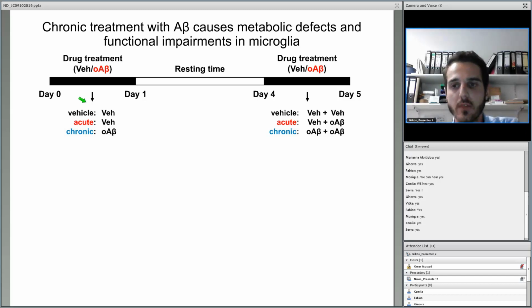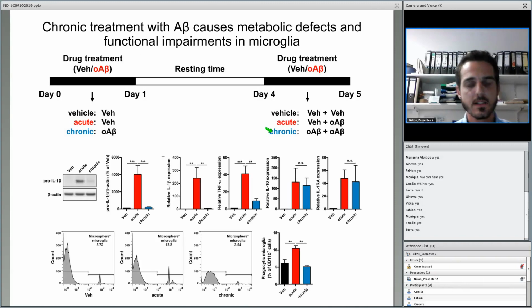So either they use only vehicle in order to have a control sample, or they do this acute phase where they, for the first time, introduce the oligomeric A beta, and in the third group they just add oligomeric A beta again as a second hit, in order to mimic a chronic exposure to the stimulus. So with this experiment, what they see, their readout again, is this pro-inflammatory response of the microglia.